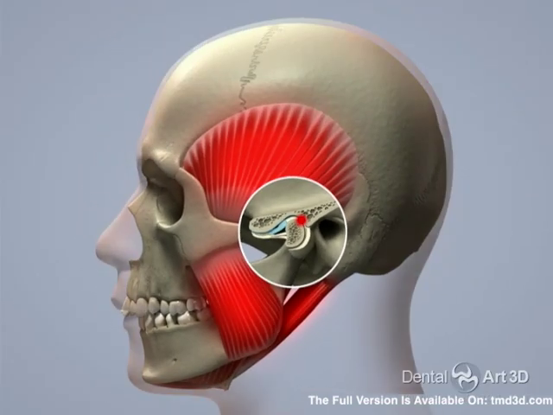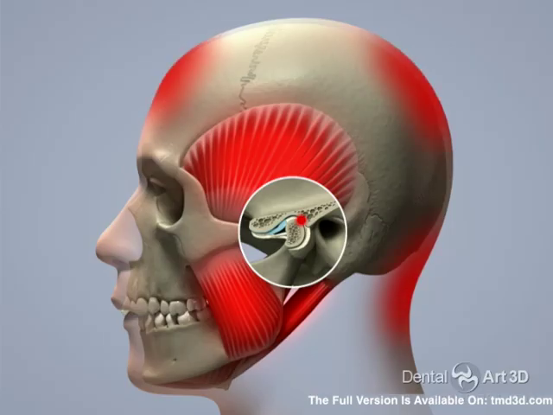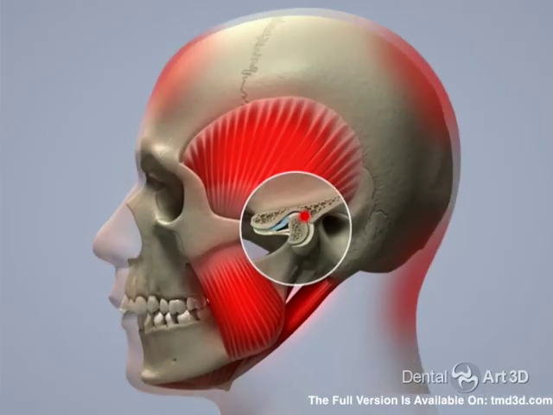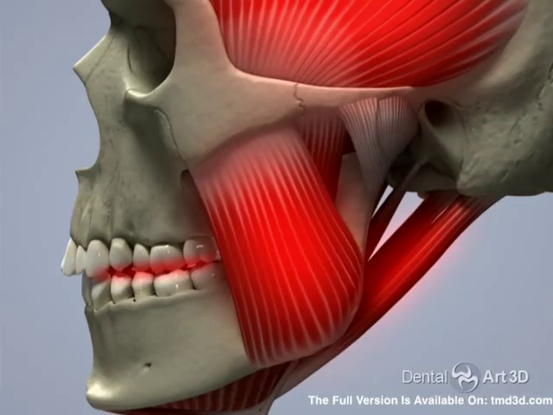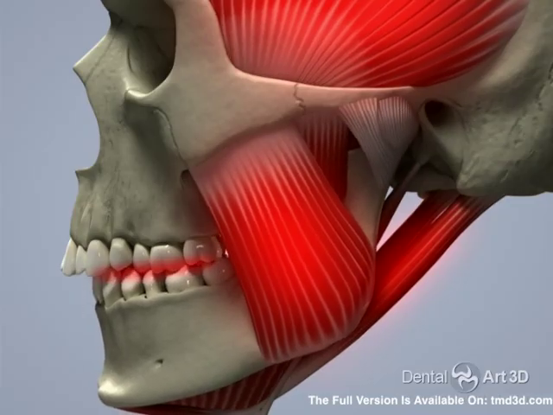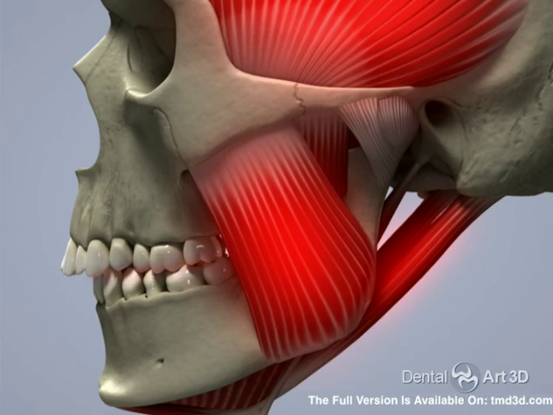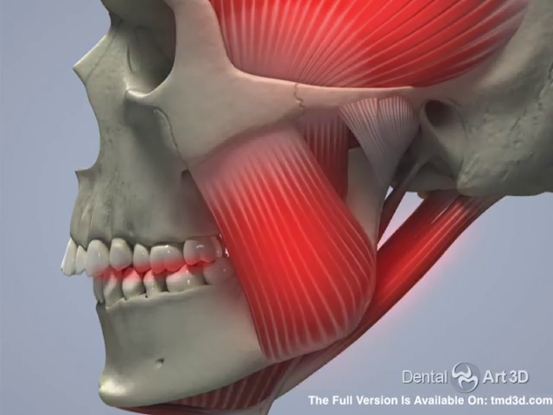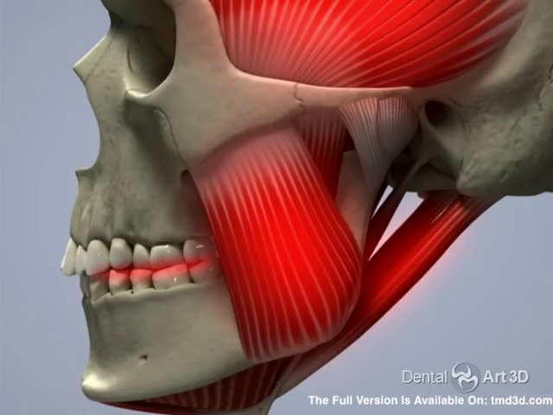In addition, the muscles could be in a state of hypertonus or spasm, which can result in tension headaches. An incorrect position of the lower jaw can result in parafunctional activity of the muscles, such as clenching and grinding. Over time, grinding can result in severely worn-down teeth.